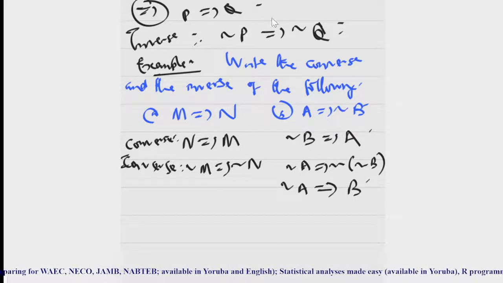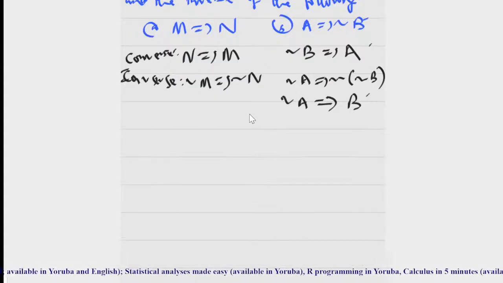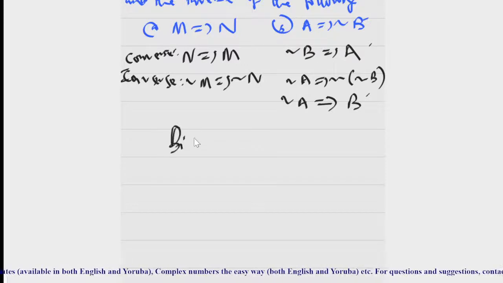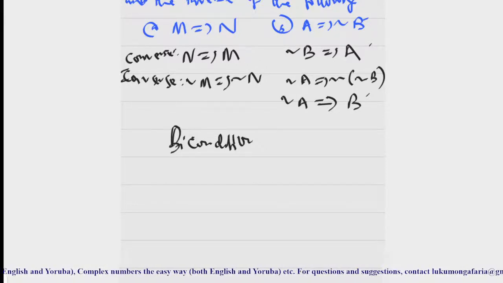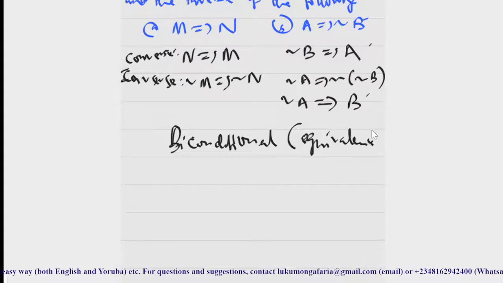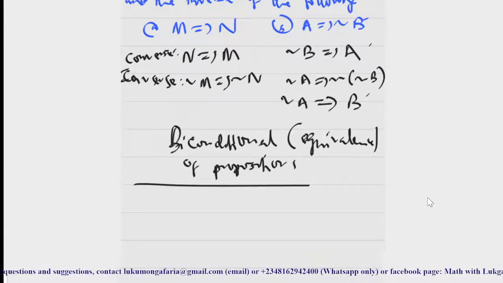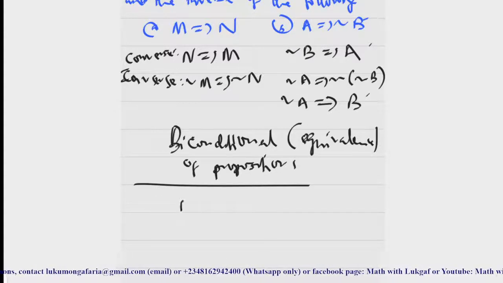And lastly, let me cover what we call the biconditional. You know, we have conditional, biconditional. That's when you have two conditions. For the biconditional, we have if and then, and if. You understand now? So for biconditional, we are going to have if, then, if. So that is the statement. We have biconditional, which is also the same thing as equivalence. We call it equivalence of propositions.